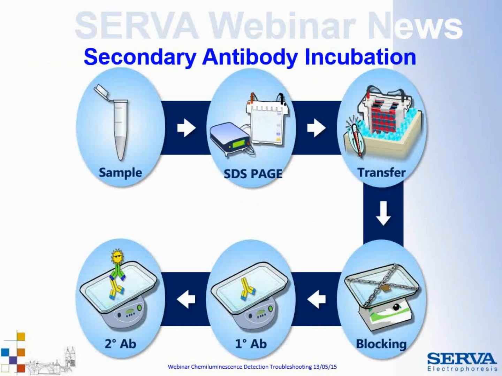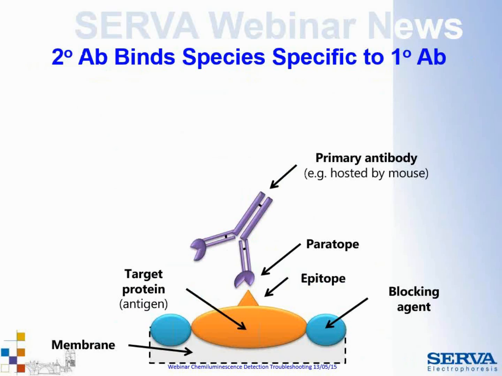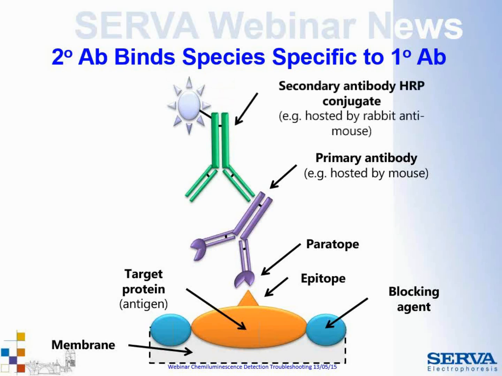because the secondary antibody incubation is necessary to get a label onto the primary antibody, which can then be detected by an enzymatic reaction, for example. The secondary antibody has to be specifically against, for example, the mouse primary antibody. And with the help of the enzyme label on the secondary antibody, the subsequent detection can be performed. For ECL detection, it's the horseradish peroxidase label.